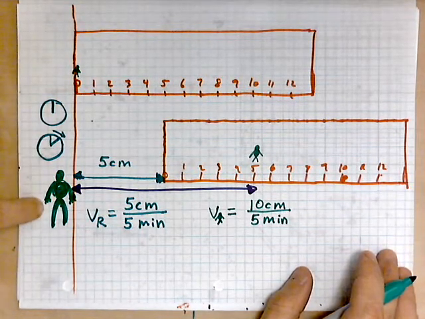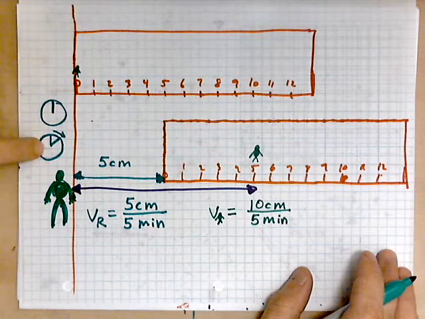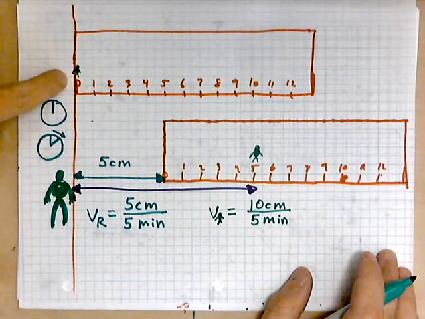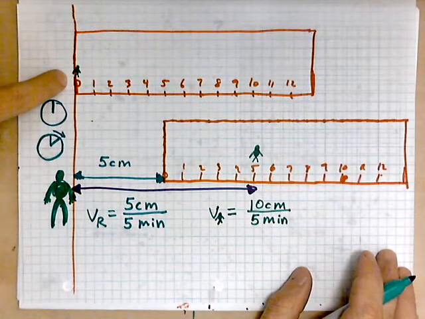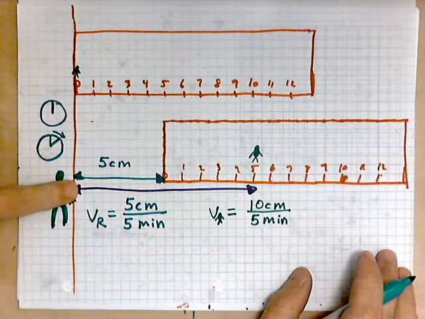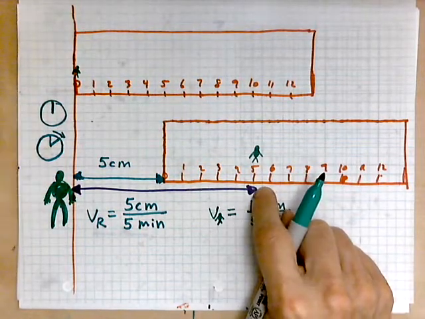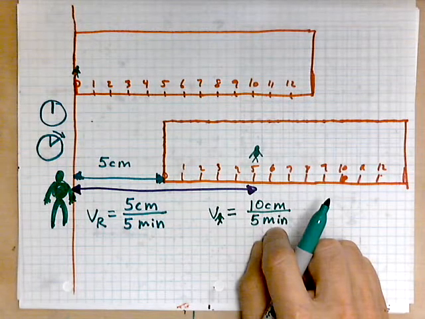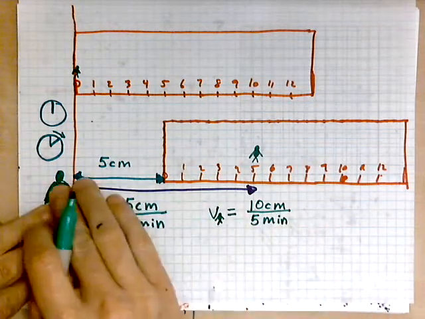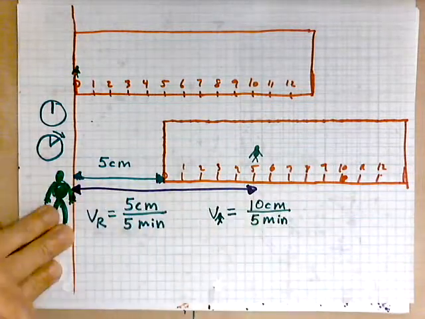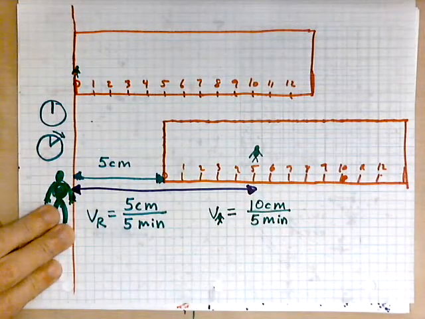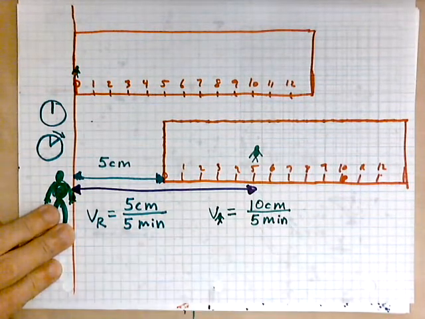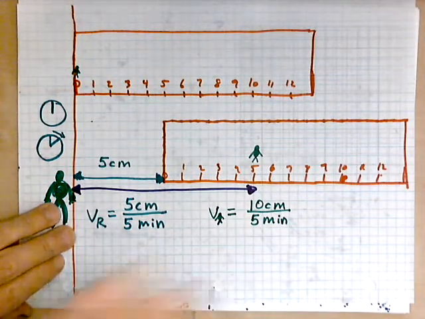So relative to the big green dude, within the period of 5 minutes, the ruler moves 5 centimeters, but this little guy moves altogether 10 centimeters within the same 5 minutes. That is so because as the ruler moves, he moves along the ruler. So in other words, imagine it this way, to illustrate this process very carefully.